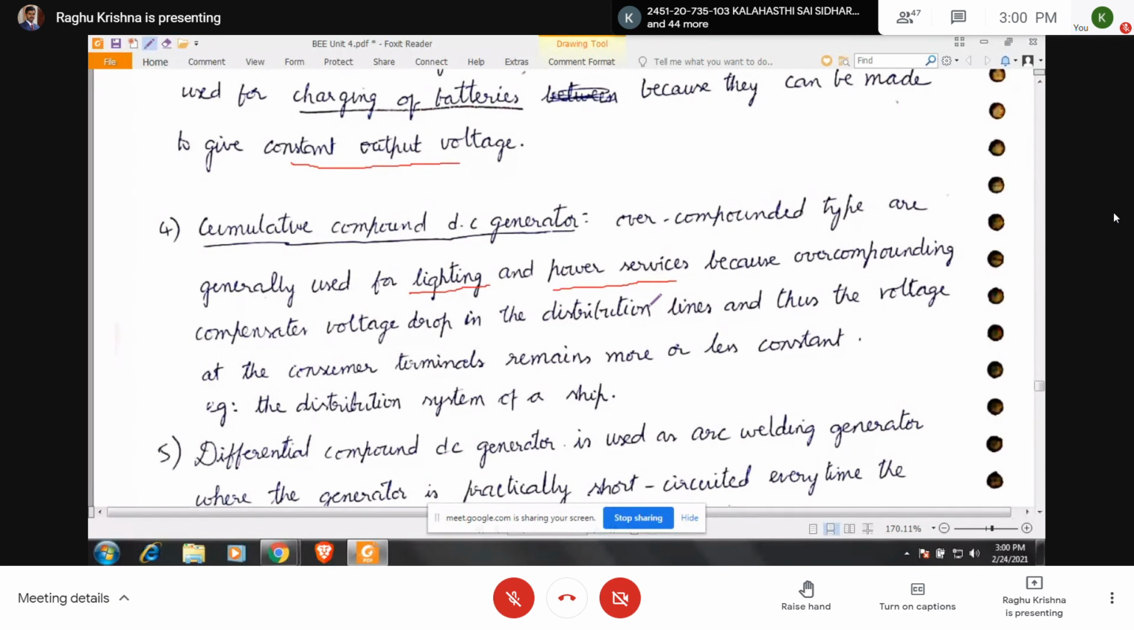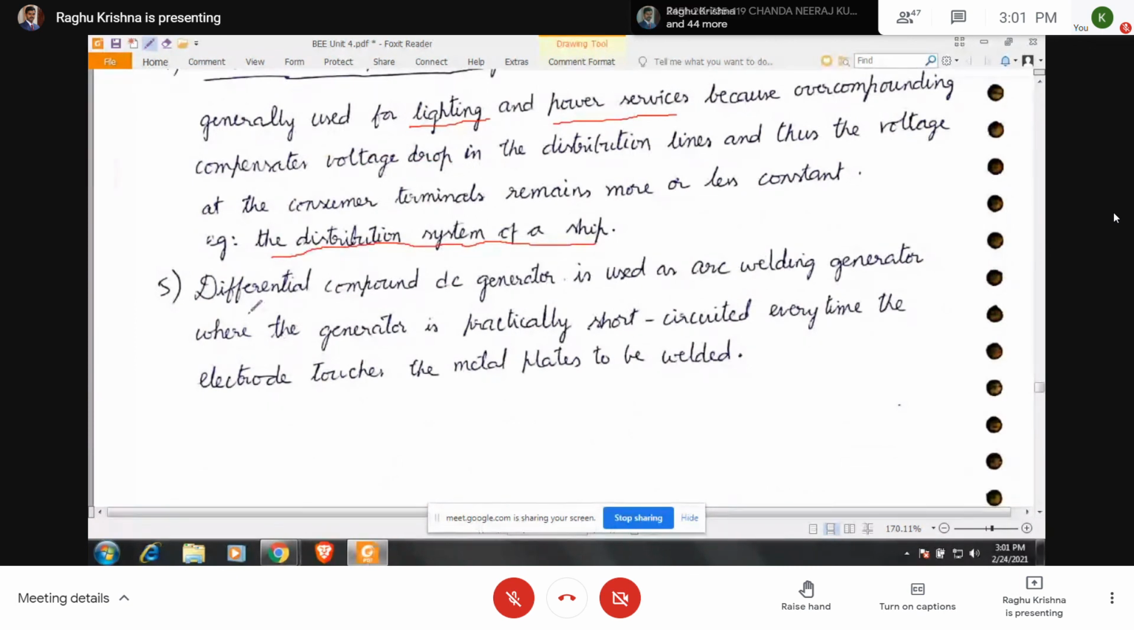Similar to shunt, because over compounding compensates the voltage drop in the distribution lines, and thus the voltage at the consumer terminals remains more or less constant. Example: the distribution system of a ship. Here, with a cumulative compound DC generator, there is no use of a booster. By taking a cumulative compound DC generator, we provide the power supply in a ship.